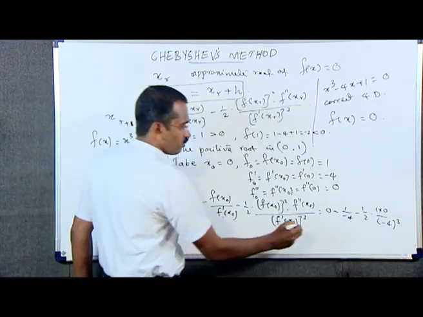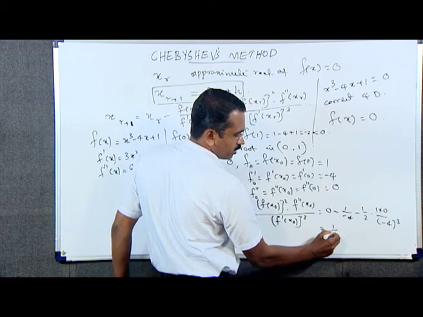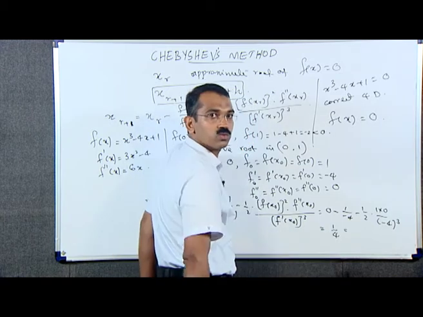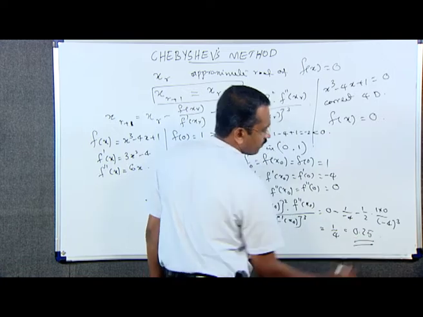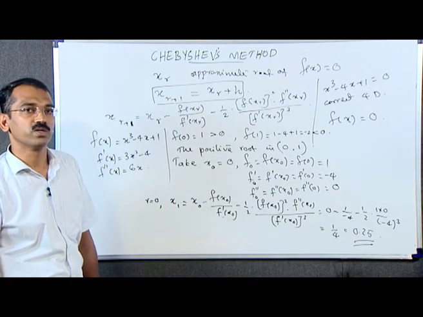This is equal to, from here we can write minus of minus 1 by 4 is plus 1 by 4. This will become 0. Therefore, this is equal to 0.25. That is x1 is equal to 0.25.